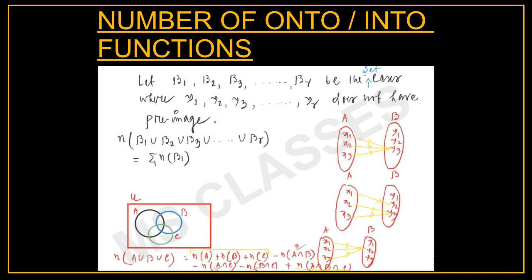So here, I say summation of N(B1). Like this, I have added. Next it will be minus summation of N(B1 intersection B2). There is inclusion, exclusion. Now again inclusion: plus summation of N(B1 intersection B2 intersection B3). Again exclusion. So this will continue like this. So this will be the number of onto functions.